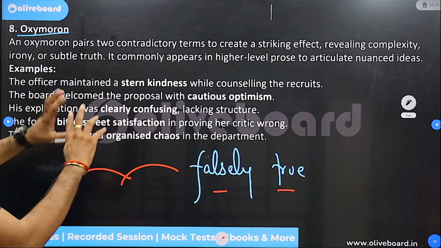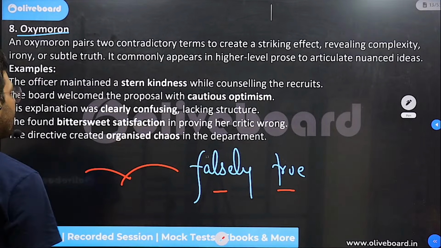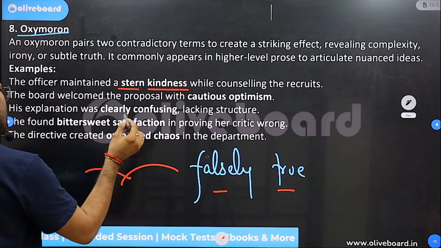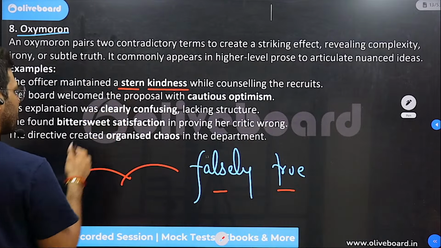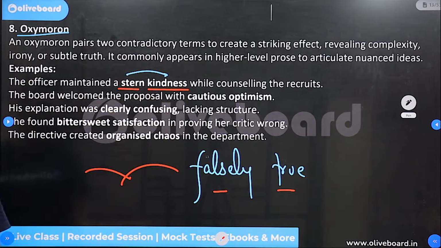It pairs two contradictory terms to create a striking effect, revealing complexity, irony, or subtle truth. For those nuanced ideas, the officer maintained a stern kindness. Just a sec. Stern means strict. Kind means not strict. How can kindness be stern? Yes, sir. Voice of the silence. Great, Manish.